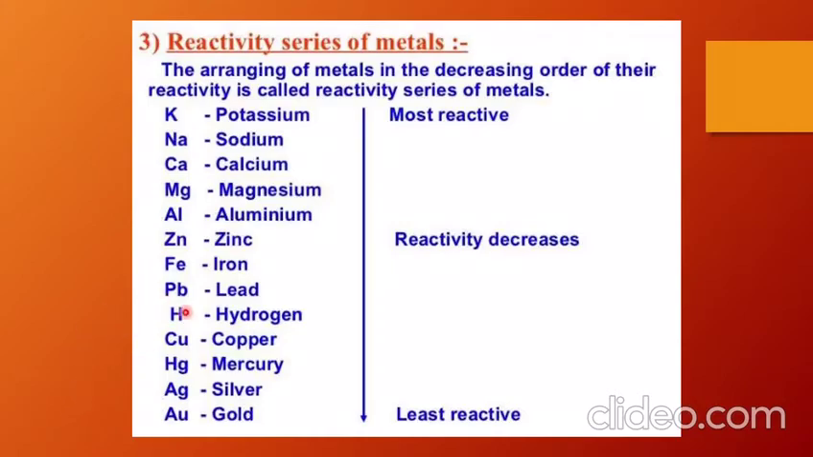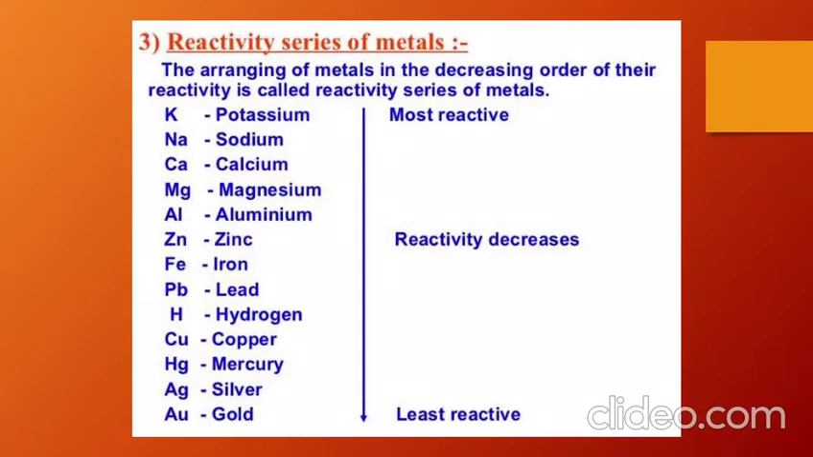Here is hydrogen. All these metals are more reactive than hydrogen, and they can displace hydrogen from its compounds like water or acids. On the other hand, metals lying below hydrogen in the reactivity series are less reactive than hydrogen and cannot displace hydrogen from water or acid.